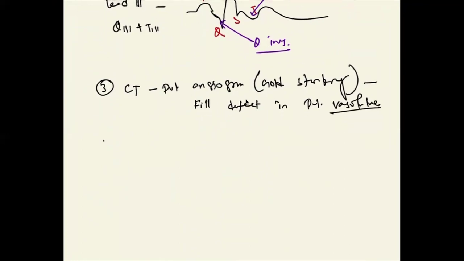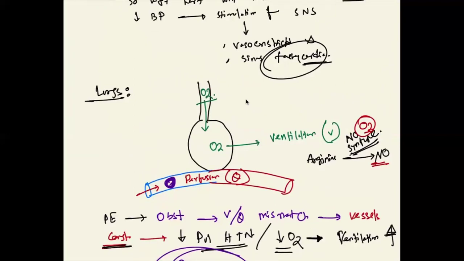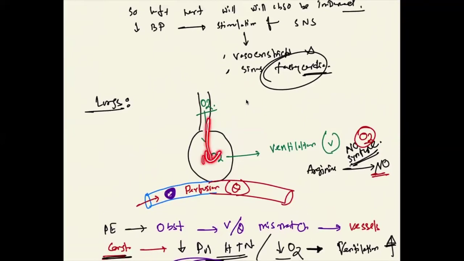Now, another investigation is the VQ ratio or VQ scanning. In the VQ scan, ventilation is okay. So there is no problem with the coming of the oxygen here, right? The oxygen is normal in the alveolus at first, but the problem is with what?